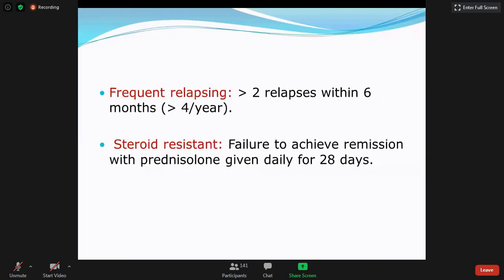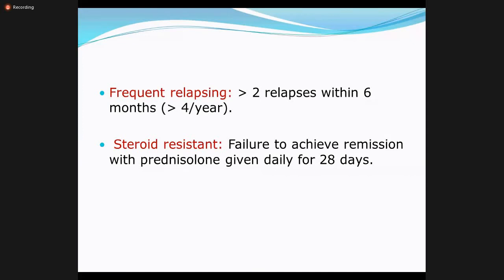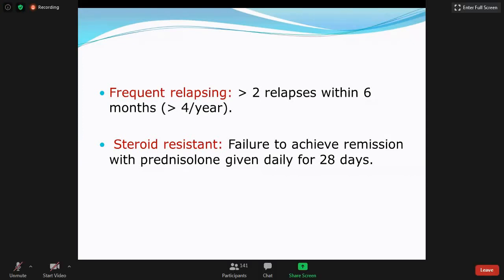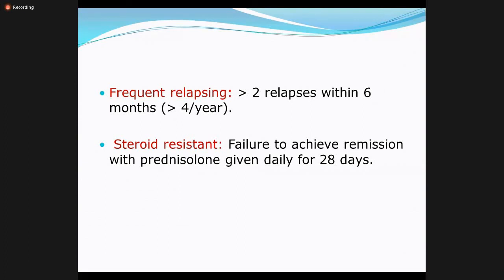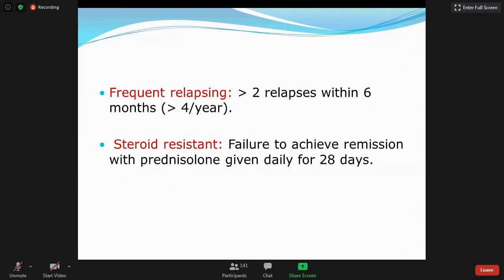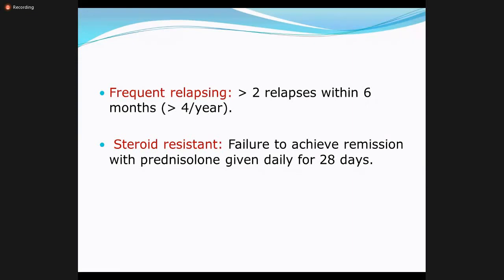Forty to 60% of patients have 1 or 2 episodes of relapse. What is frequent relapse? When there are more than 2 relapses within 6 months, or more than 4 relapses per year, it's called frequent relapsing. And we say steroid resistant when the child does not go into remission after at least 4 weeks of continuous prednisolone treatment. We call it steroid resistant nephrotic syndrome.